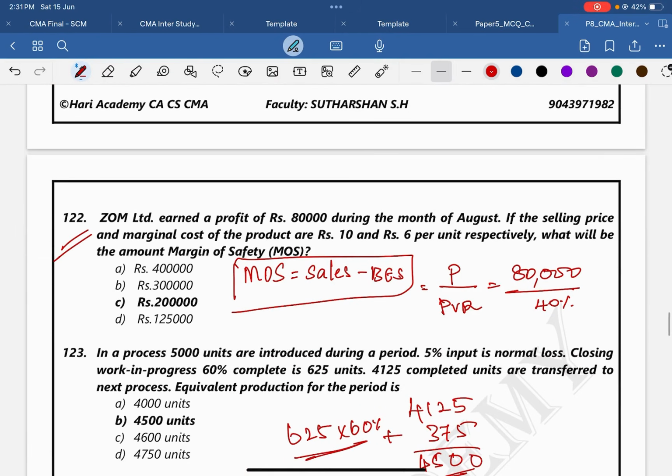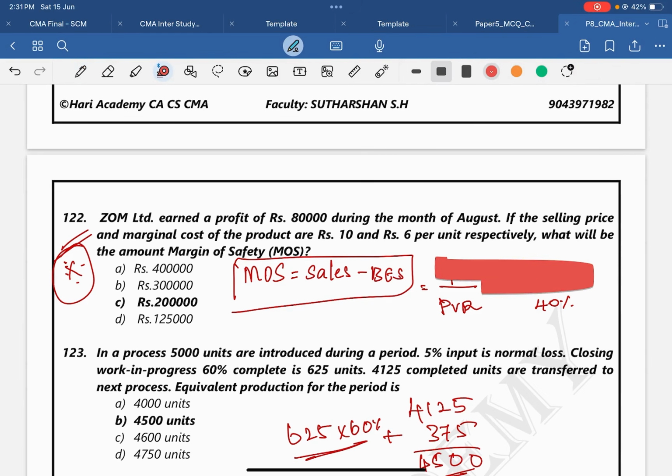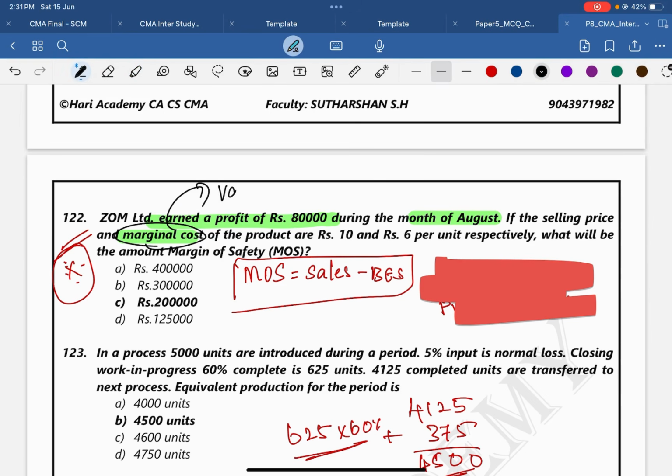Question number 122, an interesting and important question. I have given it with a different formula, a different approach. Many of them will be thinking of something else. XYZ earned a profit of 80,000 during the month of August. The selling price and the marginal cost, here the marginal cost is nothing but your variable cost, of the product are 10 and rupees 6 per unit respectively. What will be the amount of margin of safety?